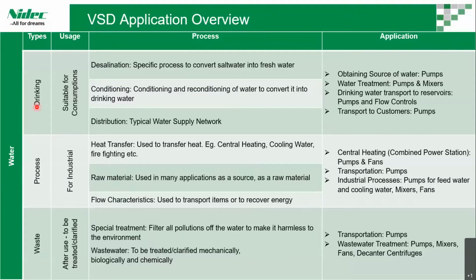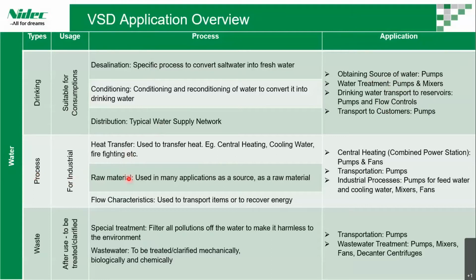So what is the overview here? Water, as we mentioned in the value chain part, is used for drinking purpose, process, which is industrial purpose, and wastewater purpose. Drinking water is suitable for consumption, and the process includes desalination, conditioning and reconditioning of the water. Then we go for distribution, where we can use pumps, fans and compressors. It's mainly in certain areas which we can go into in detail in the coming slides.